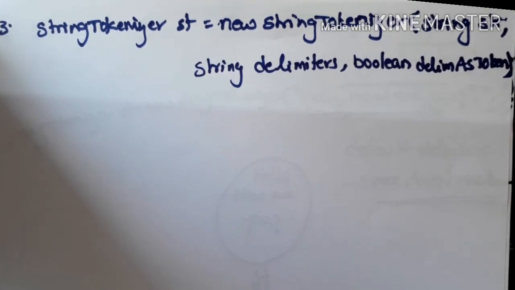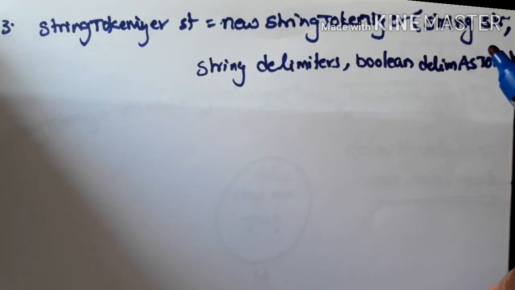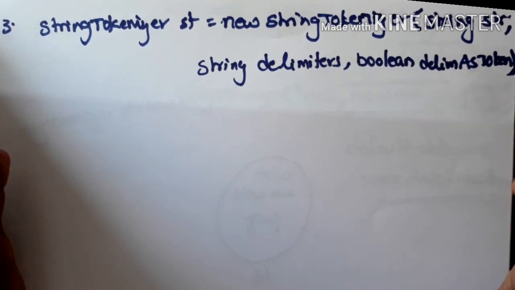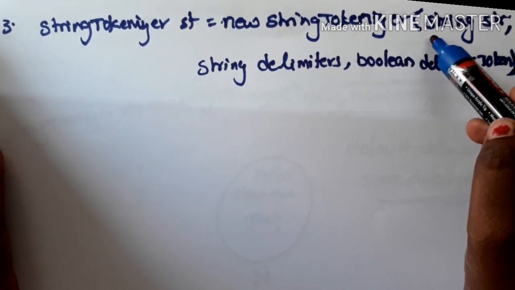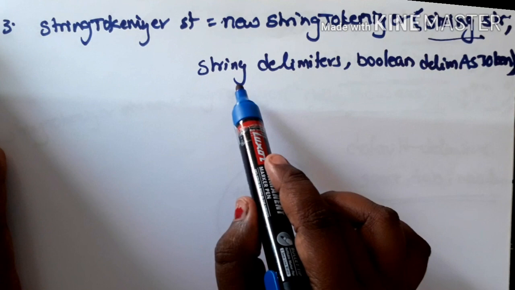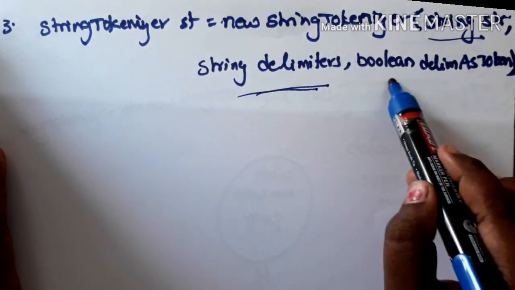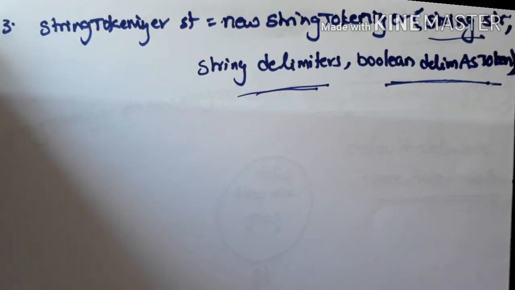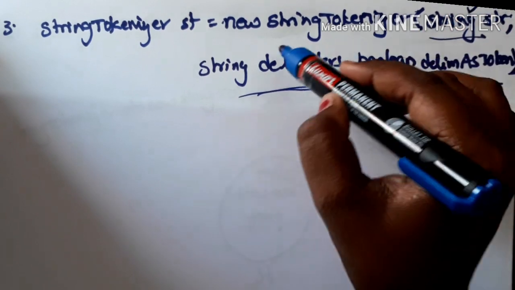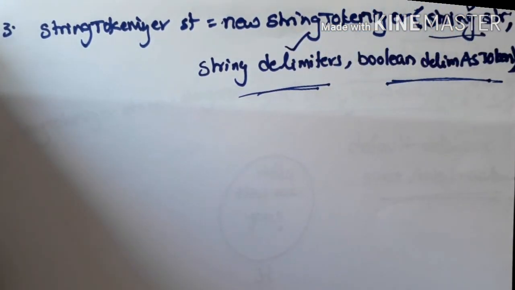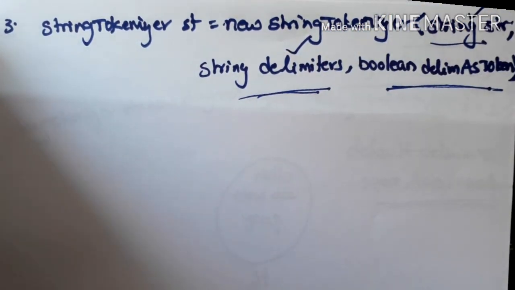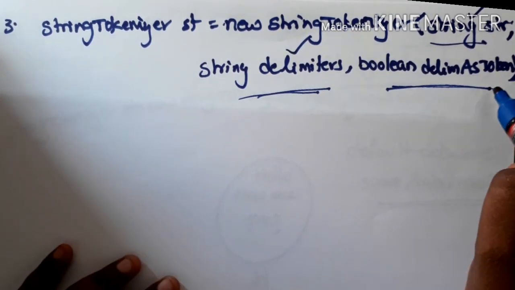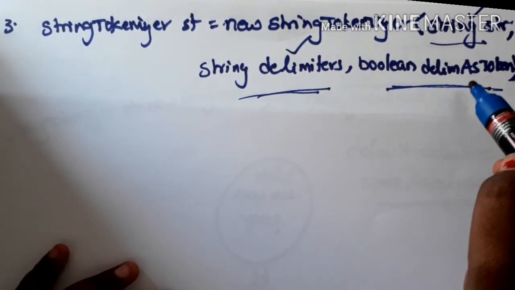Okay, so this is the third method for creation of a StringTokenizer object. What is the constructor we are using here? We are taking the help of the constructor which takes three parameters. One is the string, the second is the delimiters, and the third is delim as token, right? This string is the string which has to be tokenized, and these delimiters are the delimiters used when tokenizing the string. And what is this delim as token?